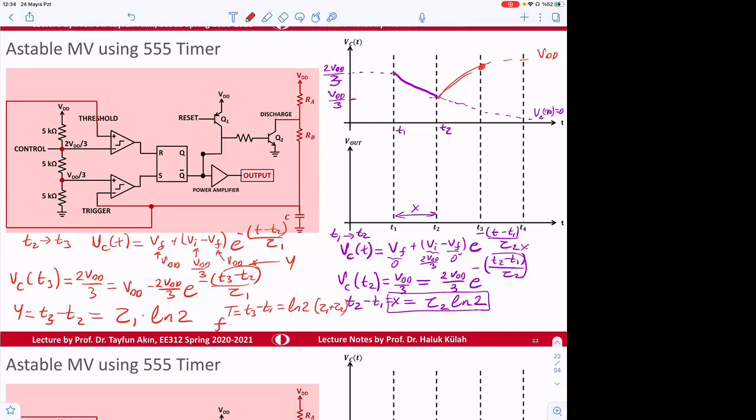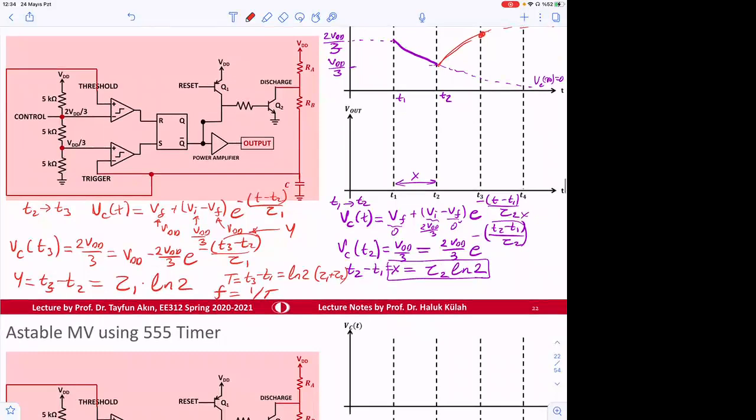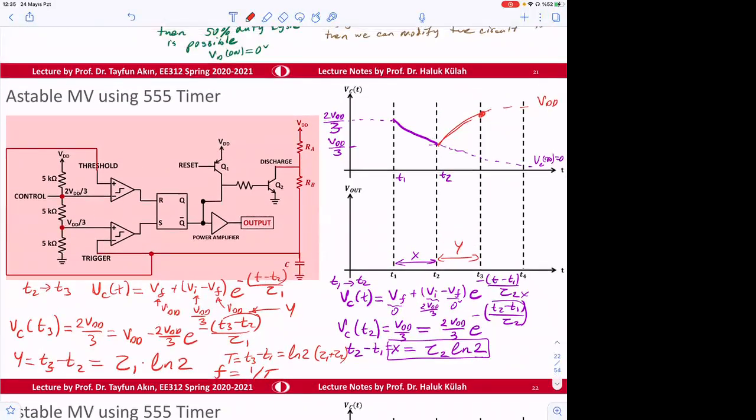Okay, and then what is the frequency? It's 1 over T. So this is an interesting result. We can set the frequency of operation here and set it up according to what we want. And again, if you really require a 50% duty cycle, then you can do some other tricks. Any questions here? I guess the time is up.